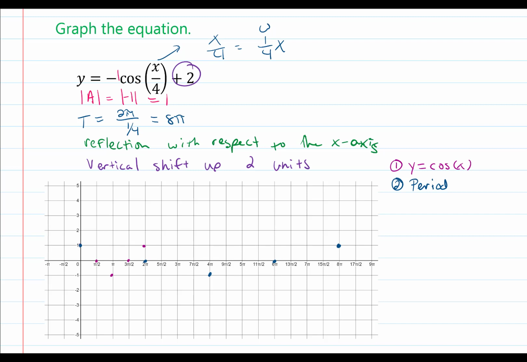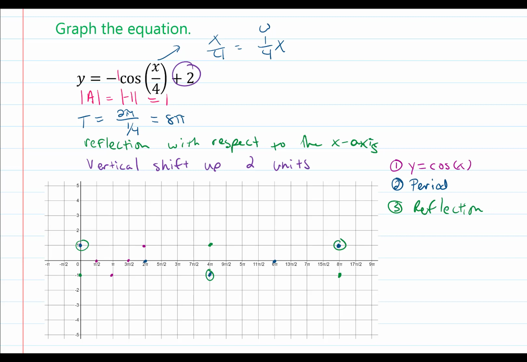Next, I'm going to go ahead and apply the reflection with respect to the x-axis. So I'm just going to put reflection as a note. That means that every point will be reflected with respect to the x-axis. So this point at 0, 1 will then become 0, negative 1. That means that any x-intercept will actually remain on the x-axis because the x-axis is the line of reflection. The minimum here, which is at 4 pi comma negative 1, will then be reflected to become a maximum. The x-intercept at 6 pi comma 0 will remain the same, and then finally the maximum at 8 pi comma 1 will be reflected about the x-axis and become 8 pi comma negative 1.